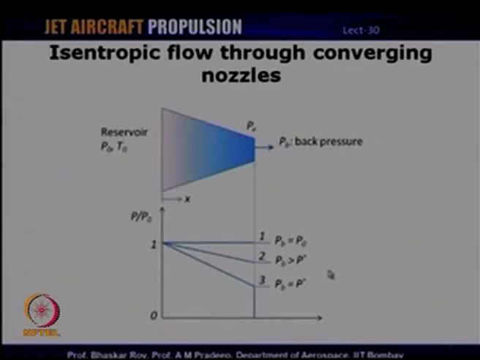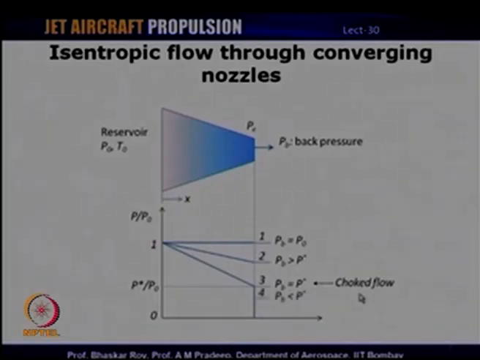Now, when Pb is equal to P star, that is when the flow has attained the maximum mass flow rate that it can pass through. We get choked flow here, Mach number is equal to 1, and mass flow rate reaches the maximum value possible. So, that is why, when Pb is equal to P star, that pressure ratio P star by P naught corresponds to a choked flow.